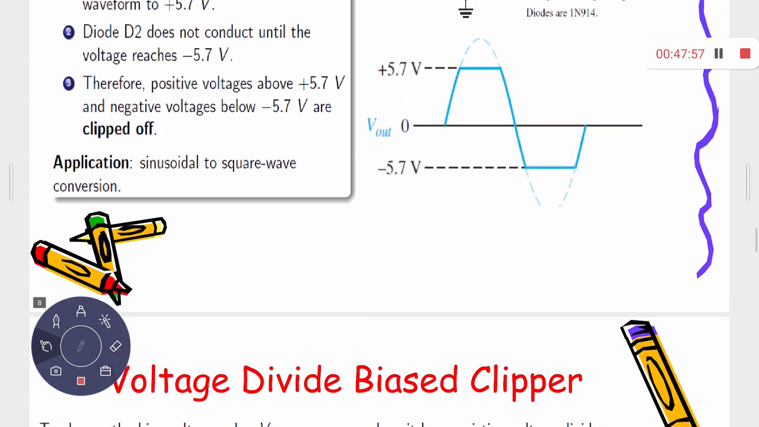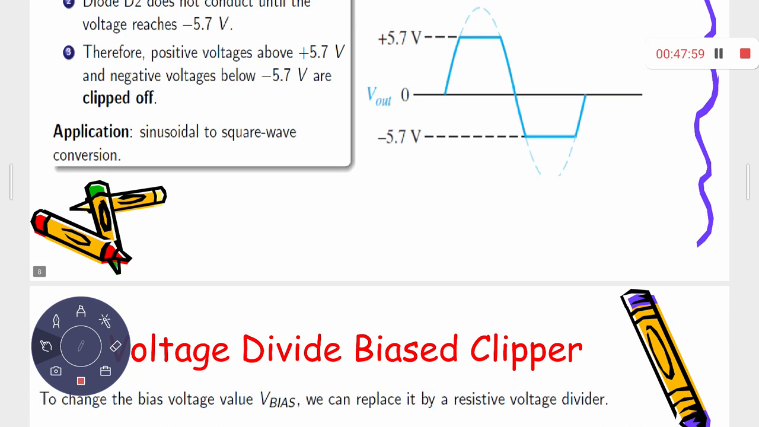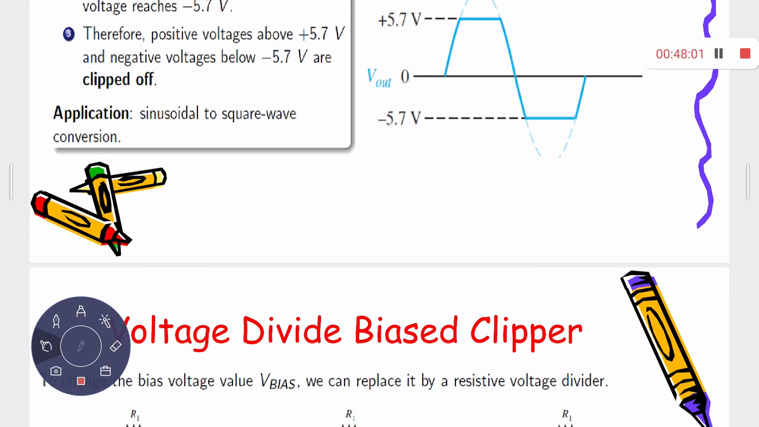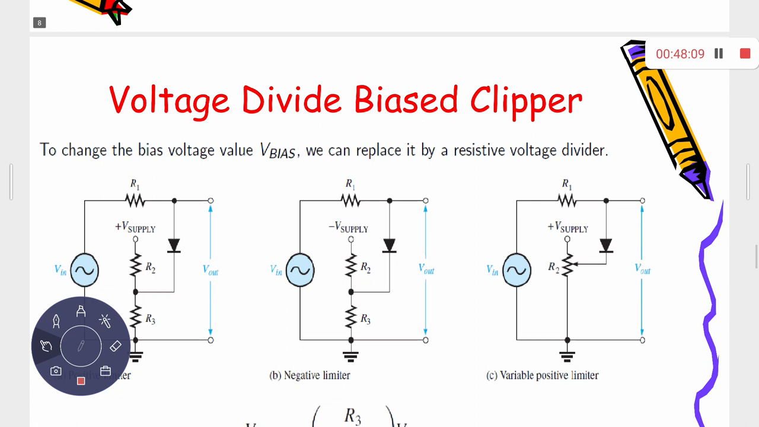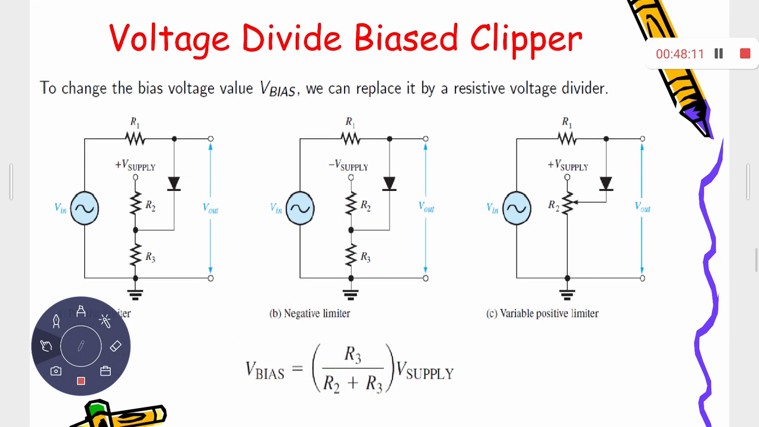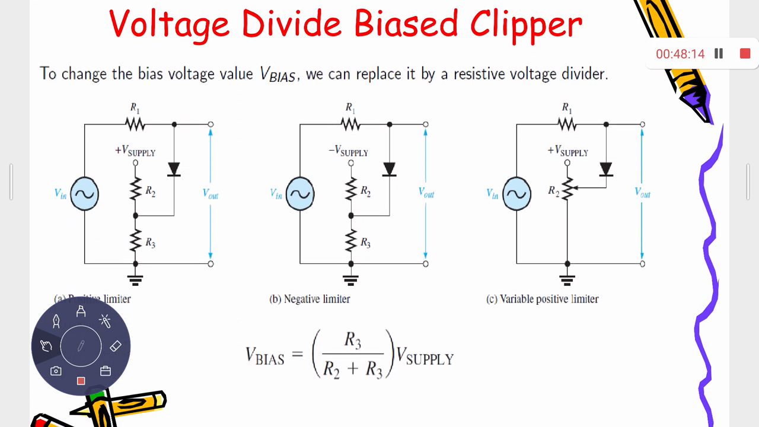Now, so far you have seen that we have used a simple battery for biasing: V bias plus, V bias minus, something like that. Now, you can also have a variable voltage by virtue of this combination. For example, suppose you have a supply and this R2, R3 combination. If you change this by means of a potentiometer, then obviously you can get a bias voltage that is not a fixed one.